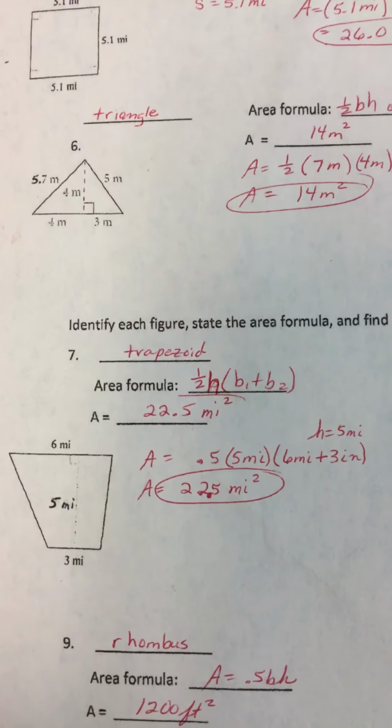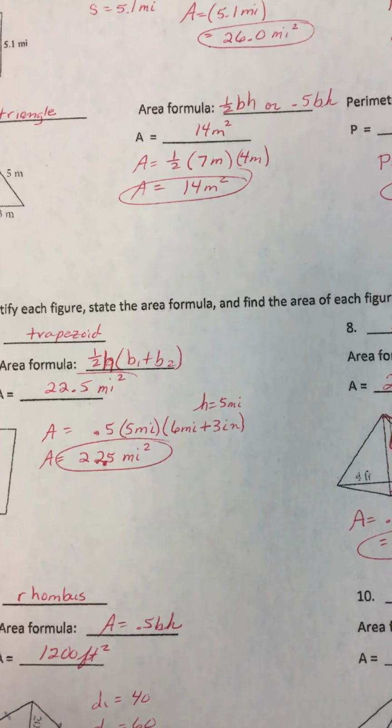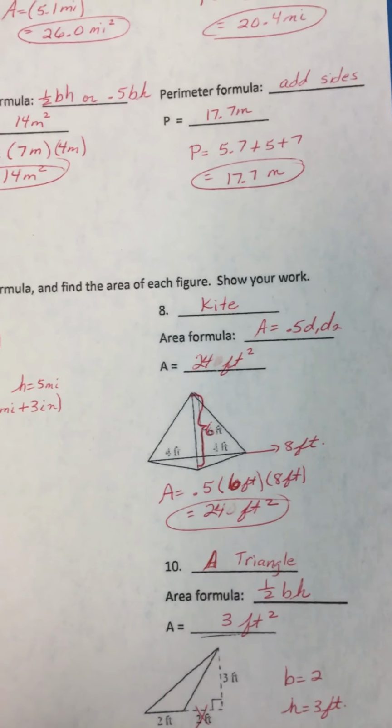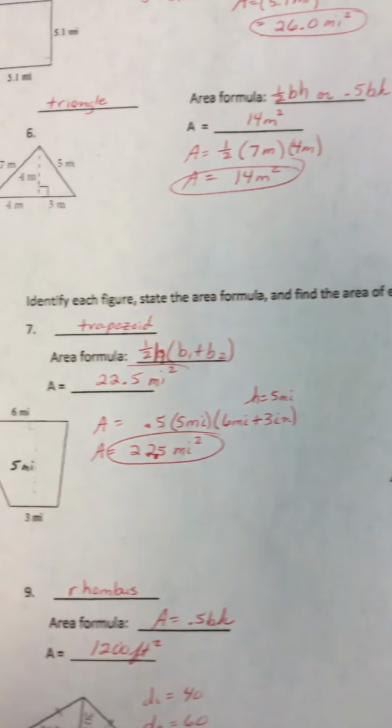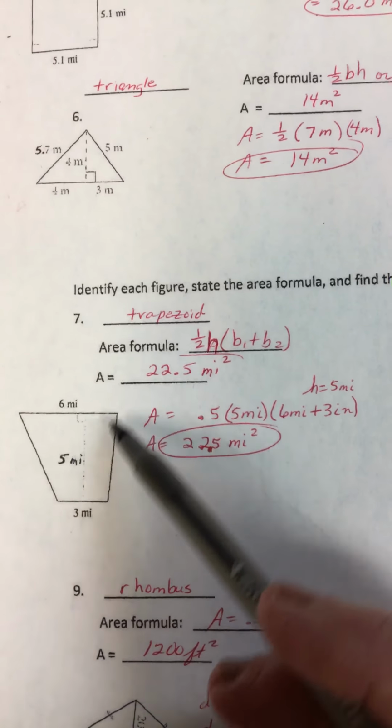In number 7, 8, 9, and 10, it just says identify the figure and then state the area formula. And it says find the area of each figure, show your work. So let's pay close attention to these because those are the shapes that are rather new to you.